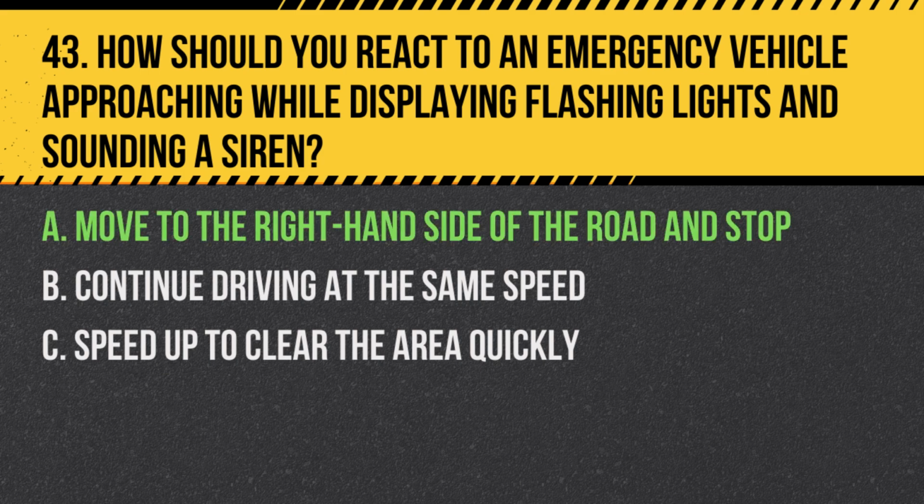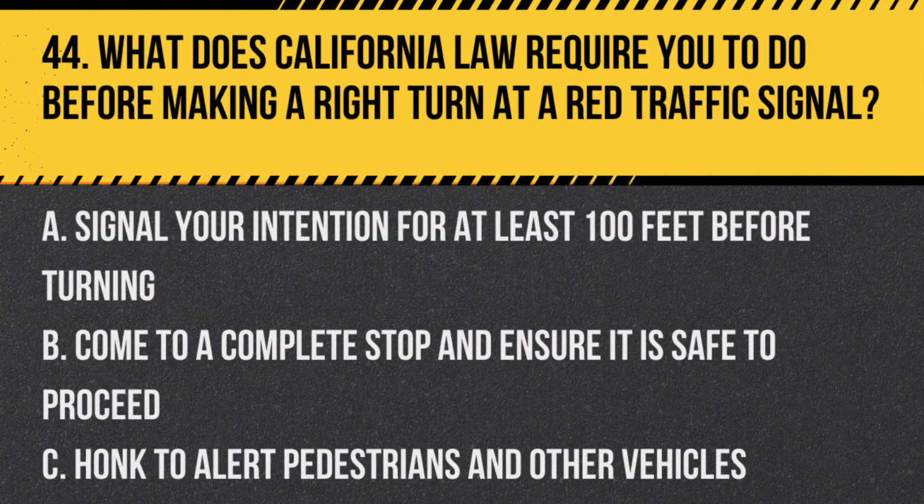Answer. A. Move to the right-hand side of the road and stop. This action helps create a clear path for the emergency vehicle. Question 44. What does California law require you to do before making a right turn at a red traffic signal?